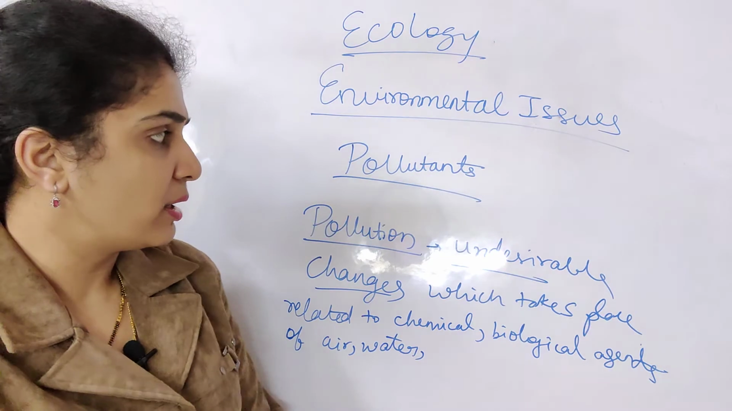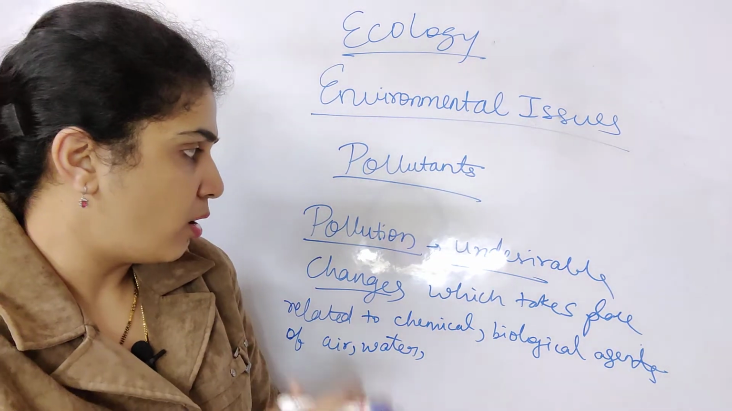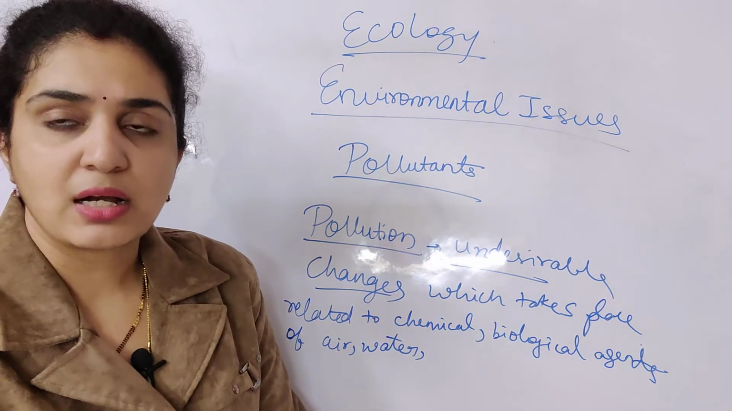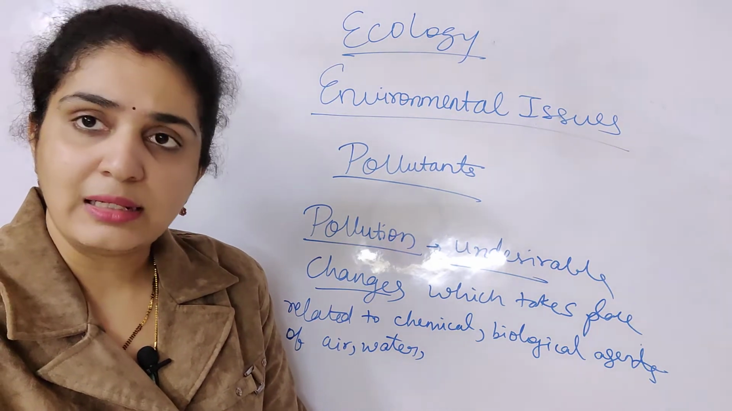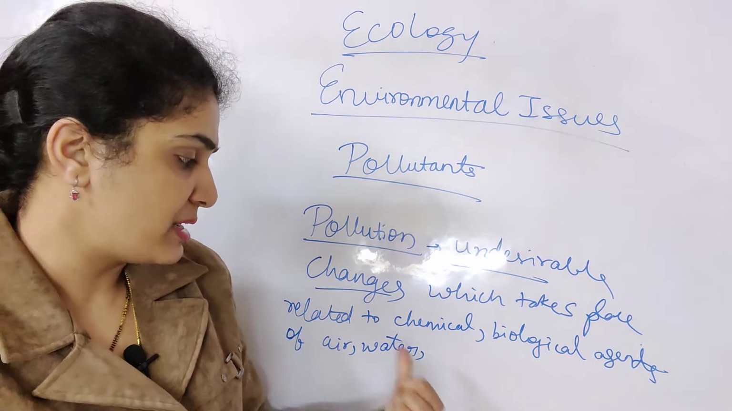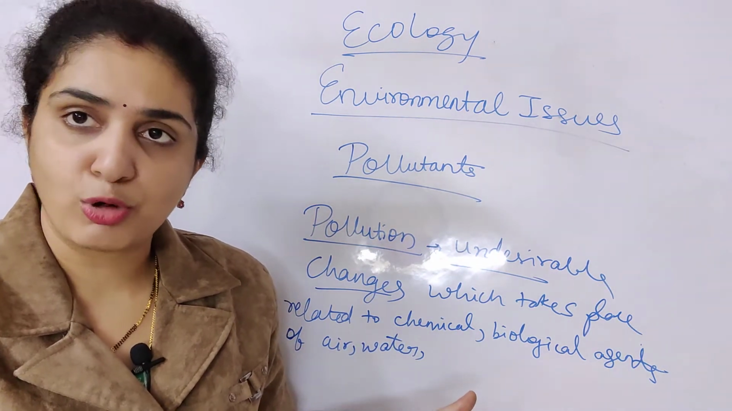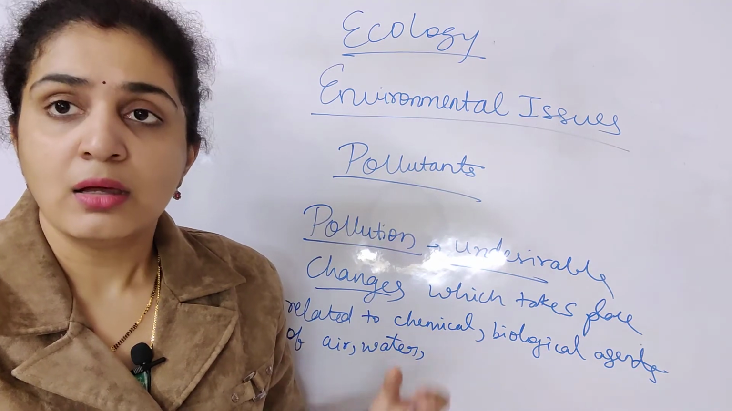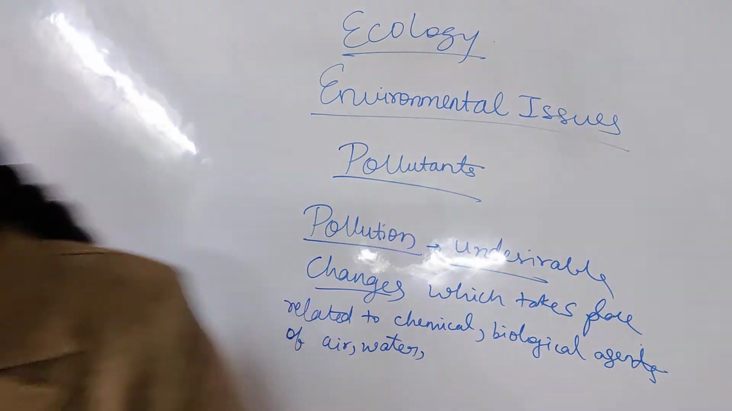So simple, you can understand, don't get so much confused. Agents which cause all this are called pollutants. Now what is exactly pollution is undesirable changes of biological or chemical agents related to air or water. Anything is called pollution. So to control the pollution, basically there was an act given called the Environmental Act.